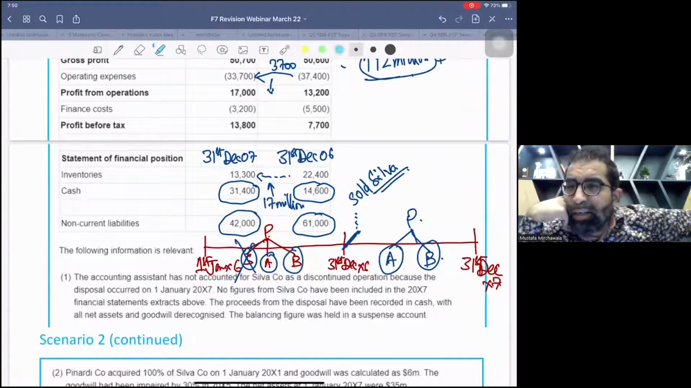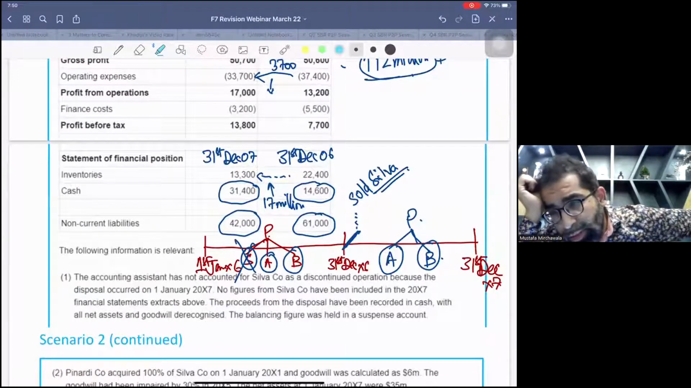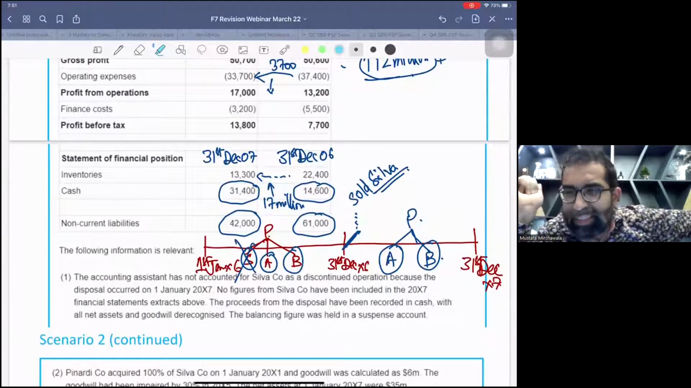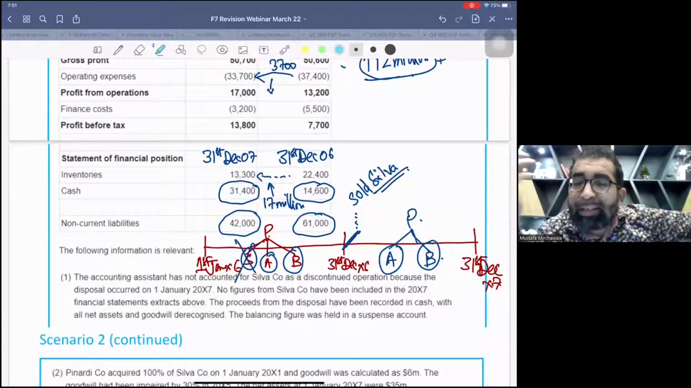But the cash only increased by $17 million. Only by how much? $17 million. So this is something unacceptable. Where did the cash go? The answer is maybe we have used some cash to repay the loan.